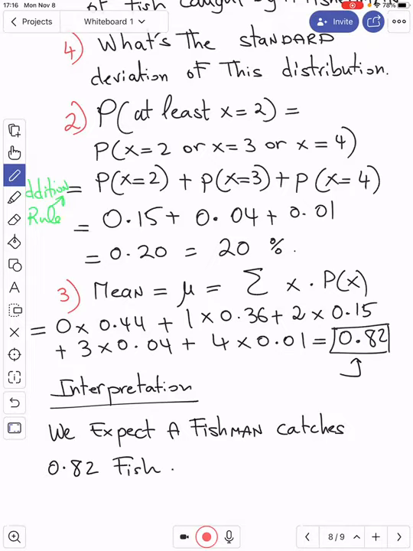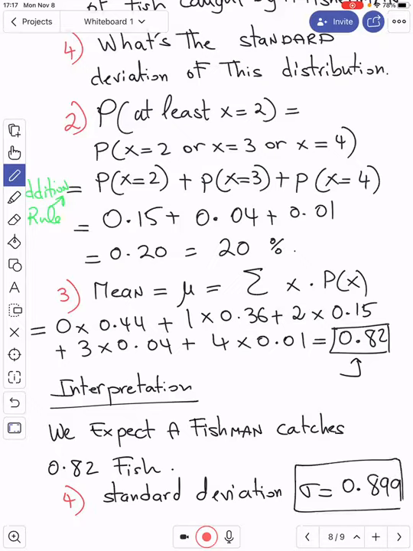And then for number 4, I'm just going to give you the answer, guys, because time is already over. For the standard deviation sigma, my advice for you guys, because I know some of you had trouble with the standard deviation in the first test, is to try to get this answer. Sigma for this problem should be 0.899, right? So check if you can get this 0.899.